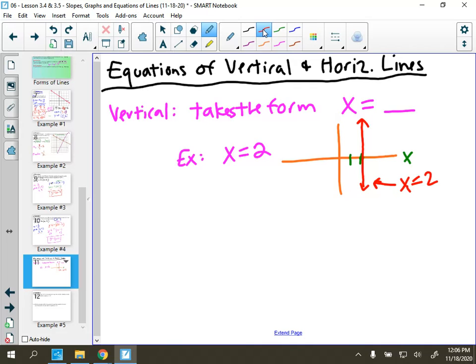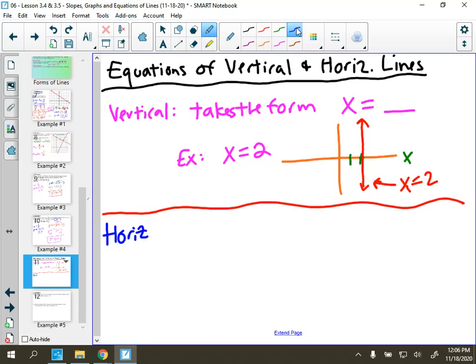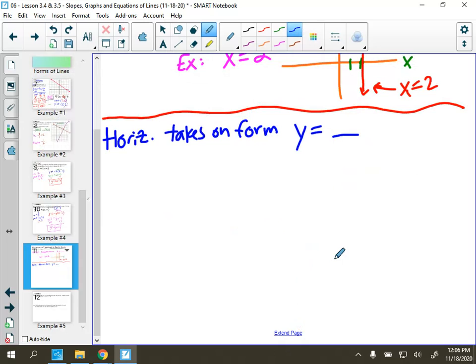So that's just something we need to know. Okay, vertical lines are x equals something. And hopefully, if vertical takes on that form, horizontal, just abbreviate there, takes on the form y equals something, some number. All right, we'll do the same thing. Why not? We're here, we're making our notes. So the example could be y equals -7. Just making up any number.